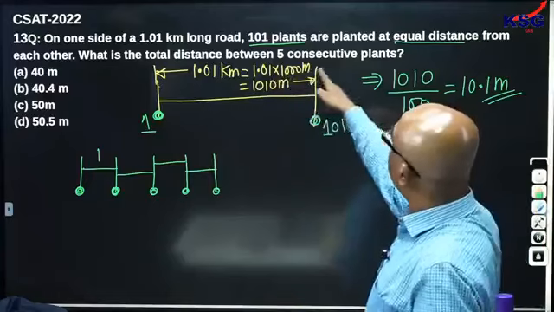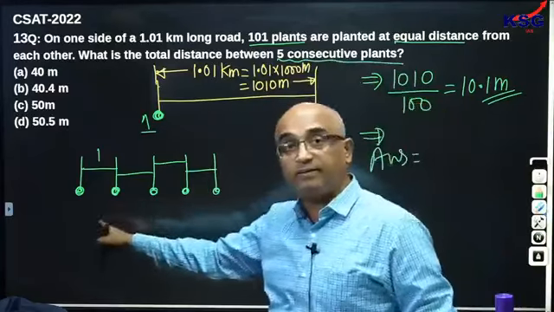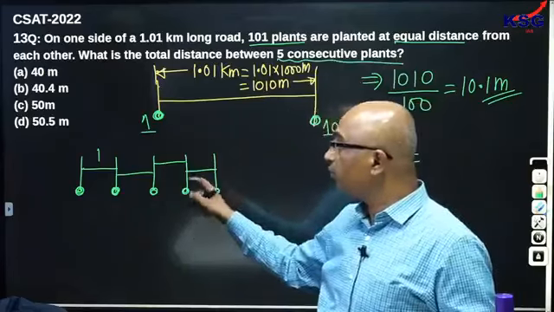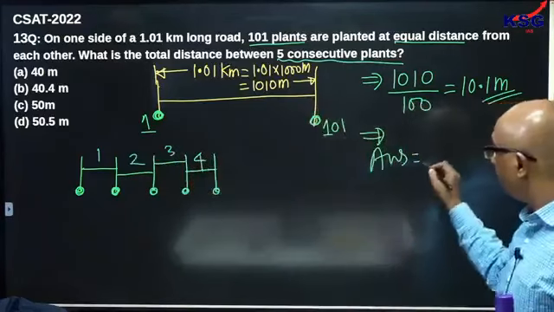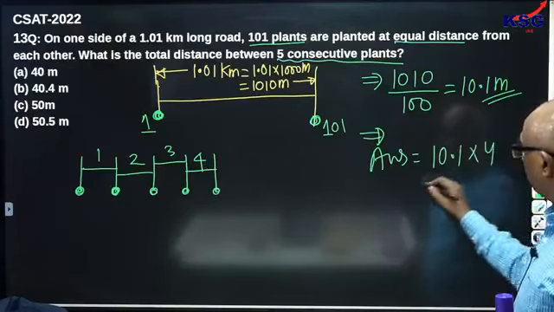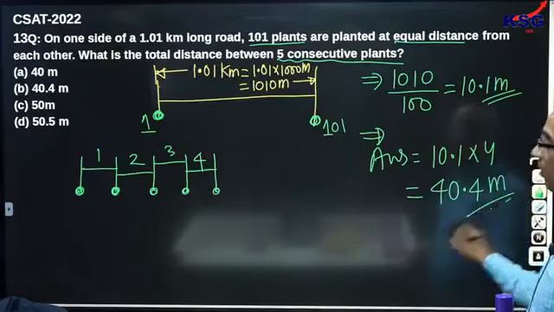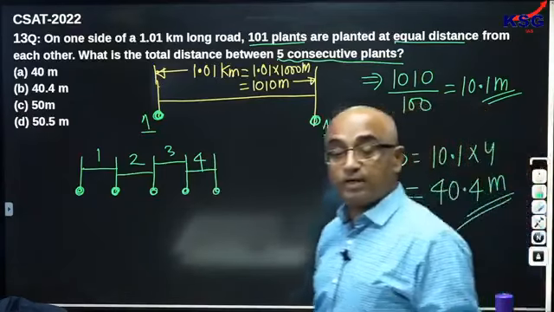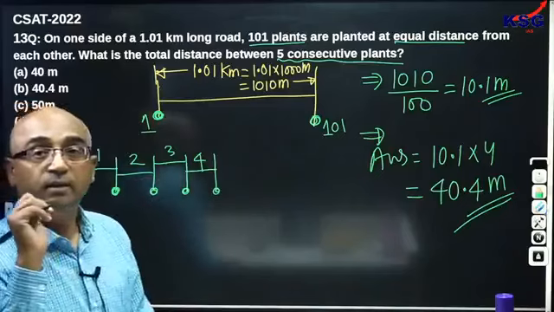What is the last line? What is the total distance between 5 consecutive plants? See the second diagram. 5 consecutive plants means only 4 gaps, only 4 equal gaps. Therefore, the answer is 10.1 into 4. The only correct answer is 40.4. Only correct answer is option B. Student, focus here.